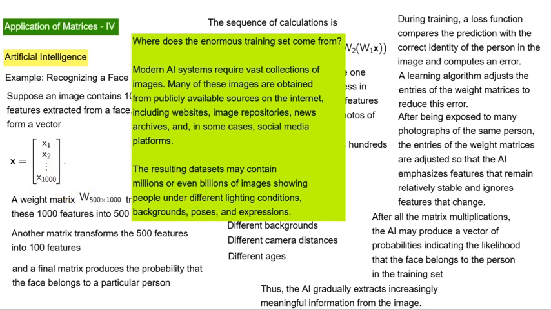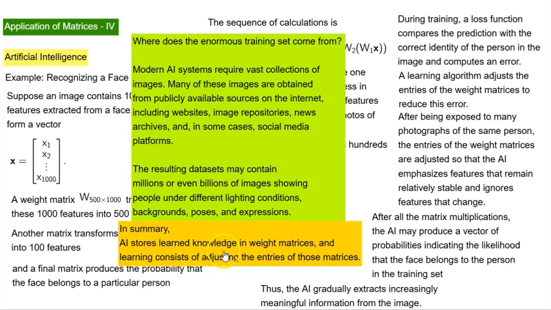So, in summary, AI stores learned knowledge in weight matrices, and learning consists of adjusting the entries of those matrices. That was a very high level understanding of how matrices are used in artificial intelligence. Anything beyond this, we might have to get into programming aspects. So I want to avoid that. So that was the application of matrices, fourth example.